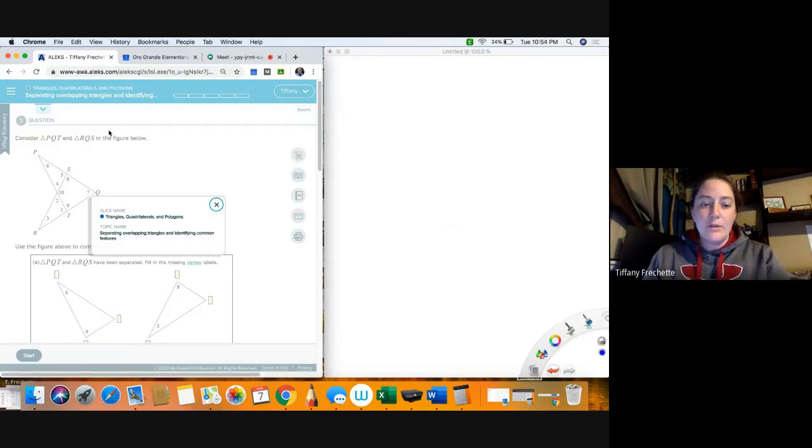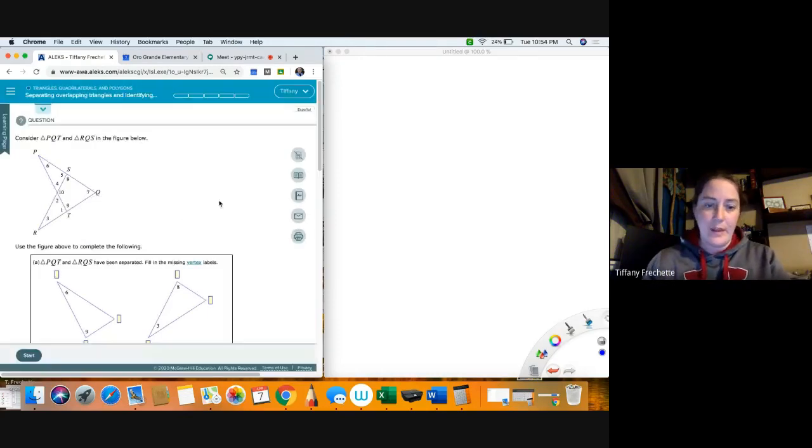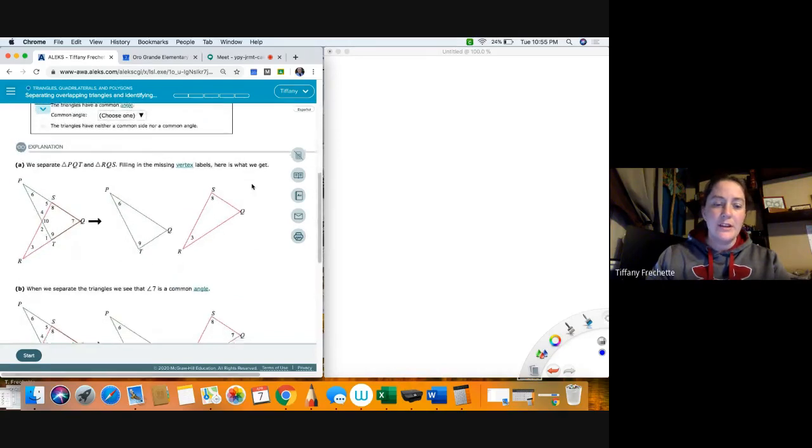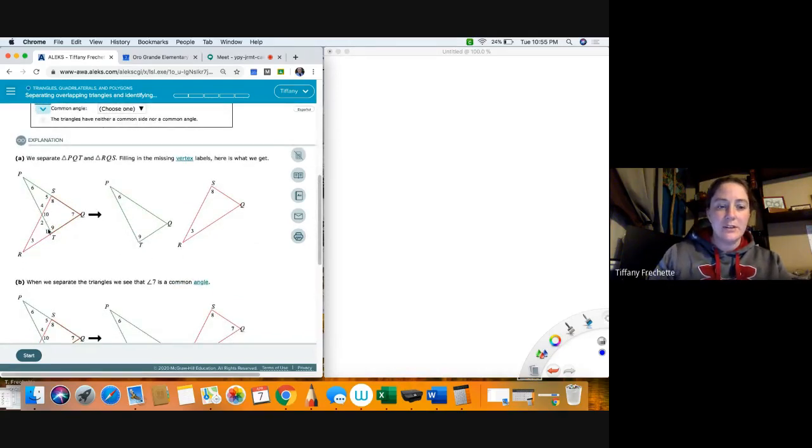Separating overlapping triangles and identifying common features. All right, so we are given these two triangles and they overlap. So in this one, and I'm actually going to scroll down a little bit instead of drawing it so that you can see, it's showing you a green one and they separated and they pulled it out over here. And then they're showing you a red one and they pulled it out over here.